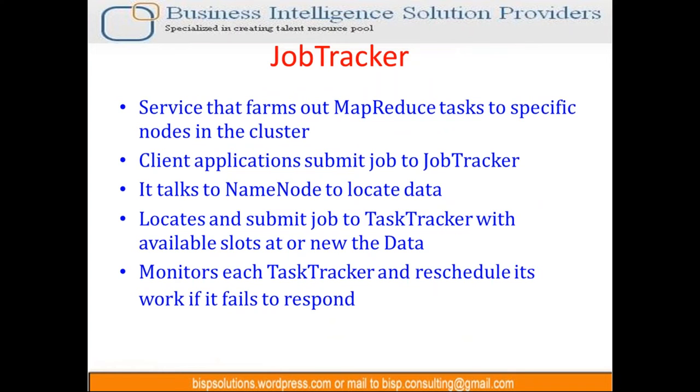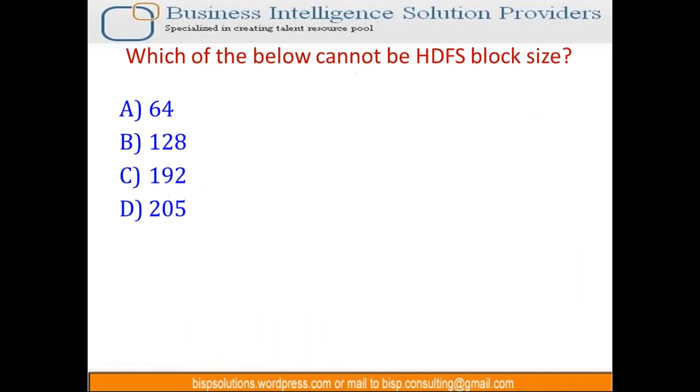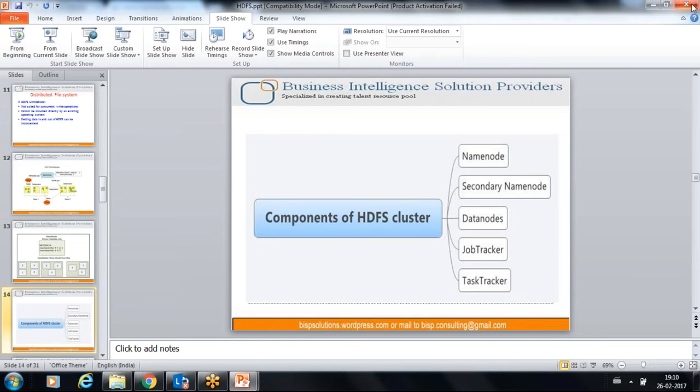Now what is job tracker? Job tracker is a master component. It will divide your job into small tasks and it will give them to a small lot of task trackers to run them in parallel. Right, so that's about the HDFS.